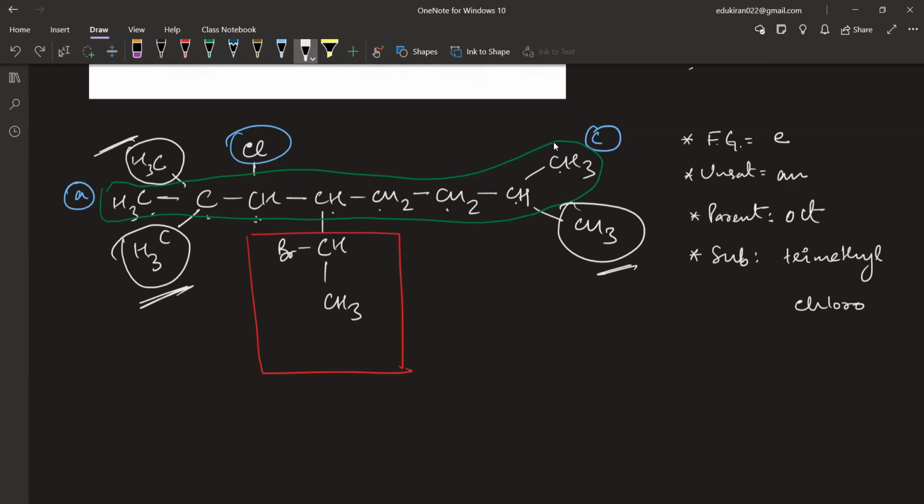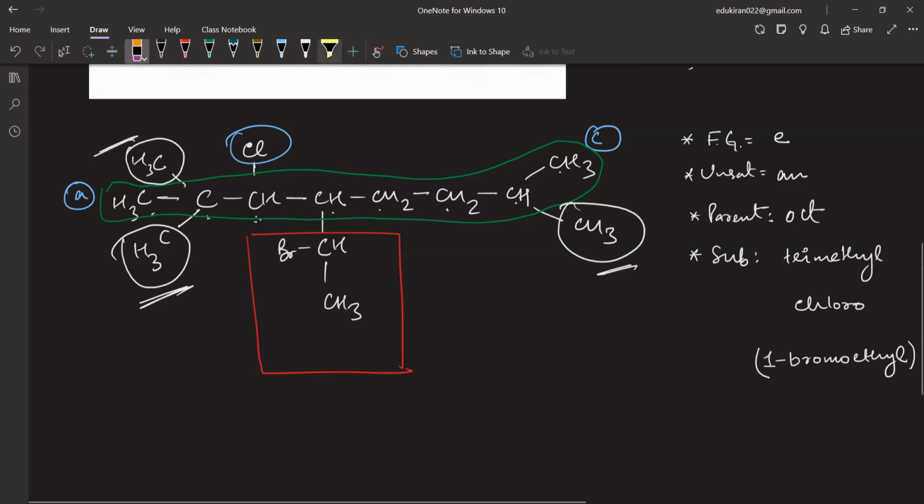Also, this bromine is attached on the first carbon, which is attached on the main chain. So this will be 1-bromoethyl. Or you can also write just bromoethyl, it is fine. Okay, this is one of the substituents. This is the chloro substituent. Since we have 1-bromoethyl, that is why I have put a bracket here. Whenever you have a substituent inside a substituent, like bromoethyl or chloroethyl, then you will put brackets.